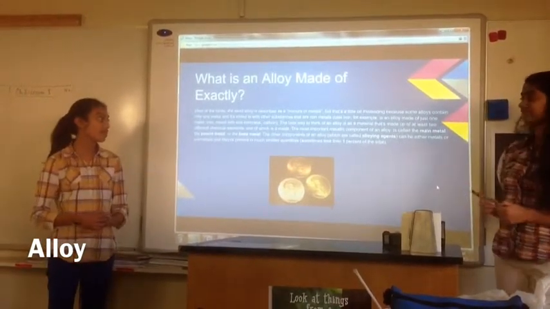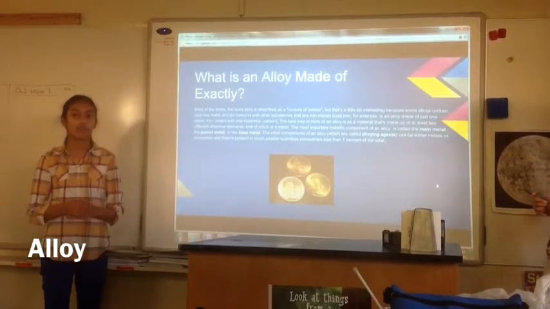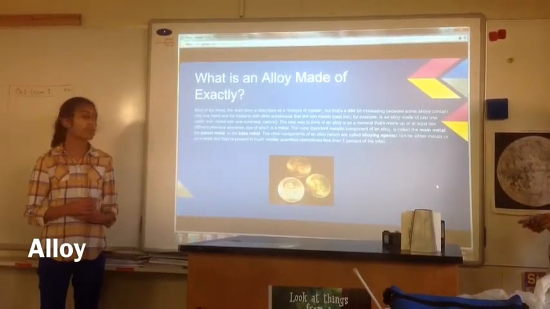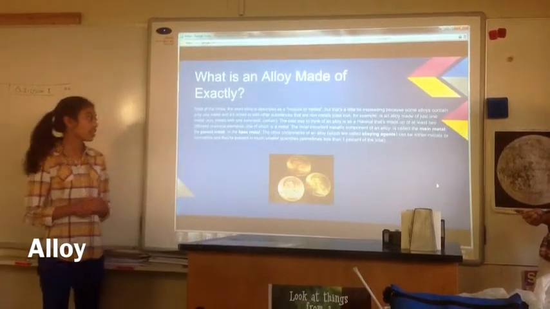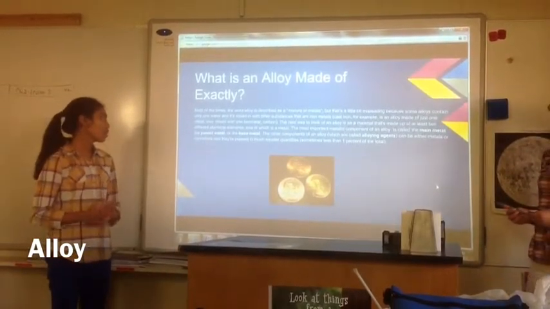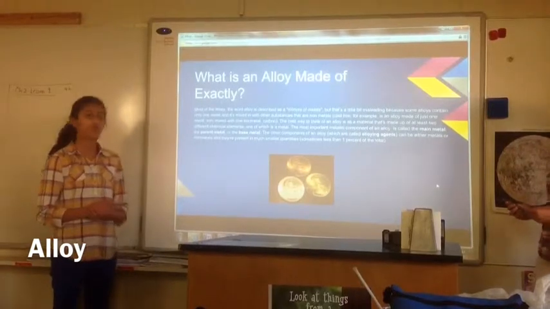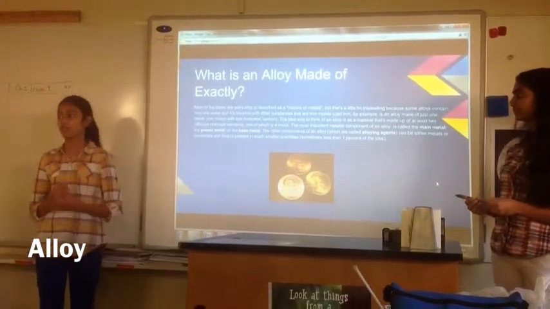The most important metallic component of an alloy is called the main metal, the parent metal, or the base metal. And the other components of an alloy, which are called the alloying agents, can be either metals or nonmetals, and they're present in much smaller quantities, sometimes even less than 1%.